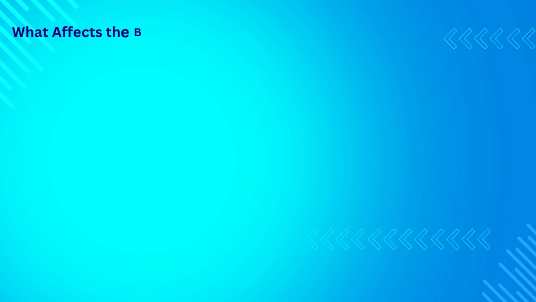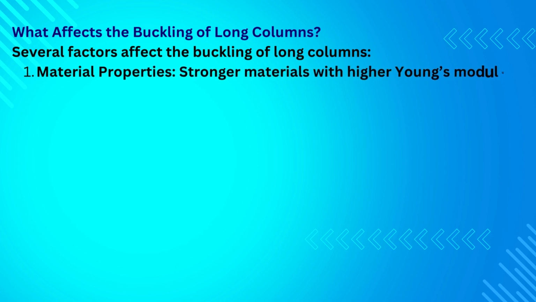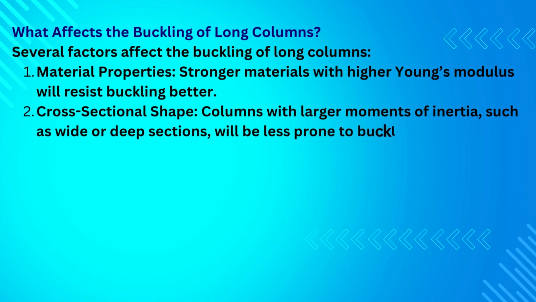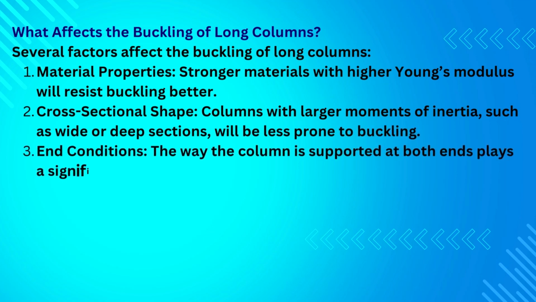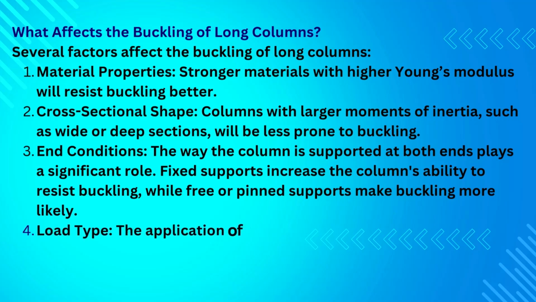What affects the buckling of long columns? Several factors affect the buckling of long columns. 1. Material properties. Stronger materials with higher Young's modulus will resist buckling better. 2. Cross-sectional shape. Columns with larger moments of inertia, such as wide or deep sections, will be less prone to buckling. 3. End conditions. The way the column is supported at both ends plays a significant role. Fixed supports increase the column's ability to resist buckling, while free or pin supports make buckling more likely.